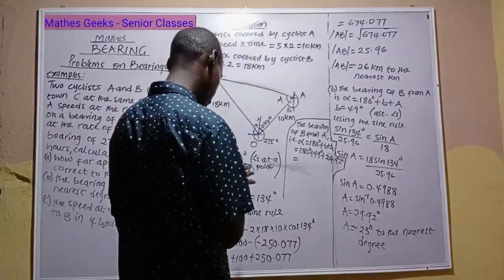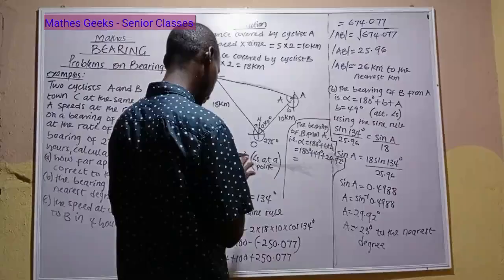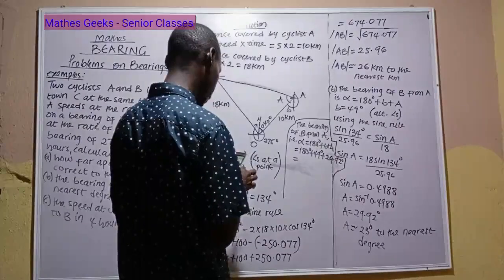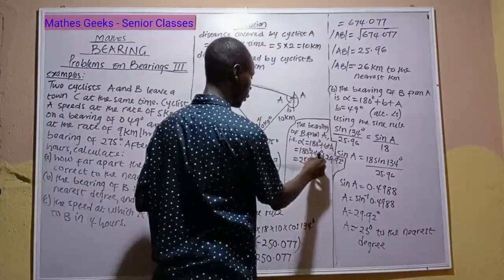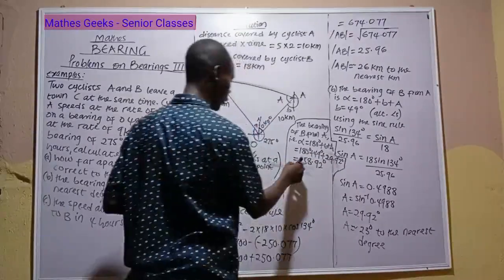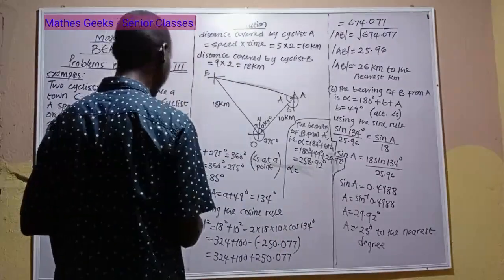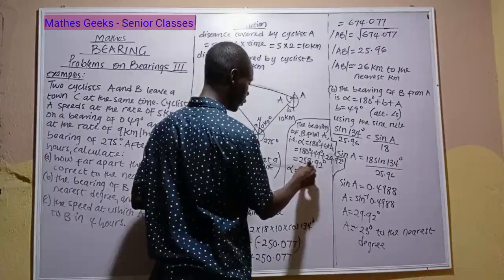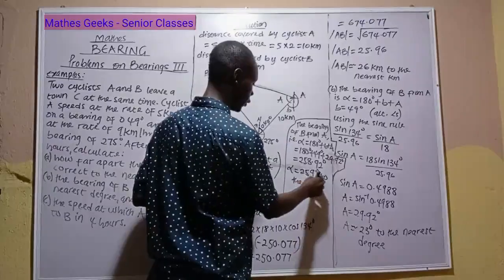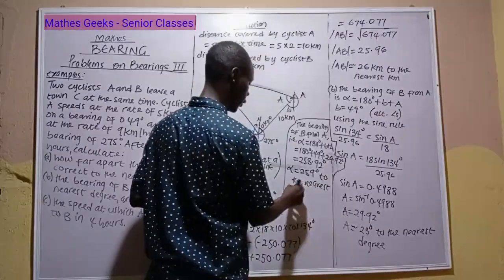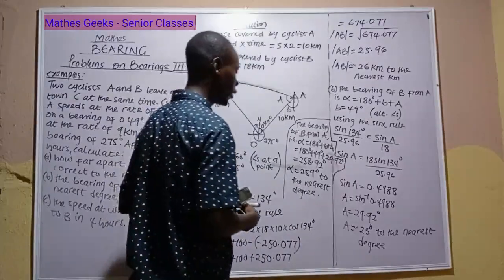So 180 degrees plus 49 plus 29.92 will give us 258.92 degrees. So alpha is equal to, to the nearest degree, 259 degrees. So approximations should be done at the final stage of the calculation.